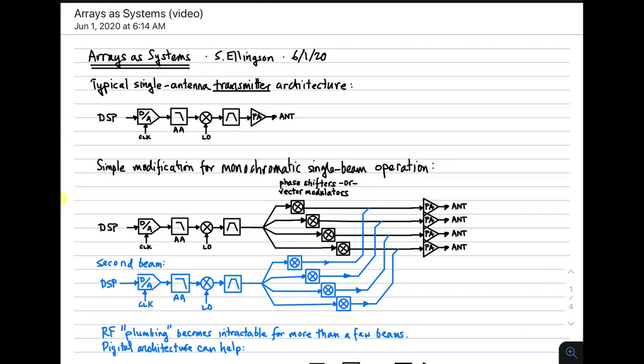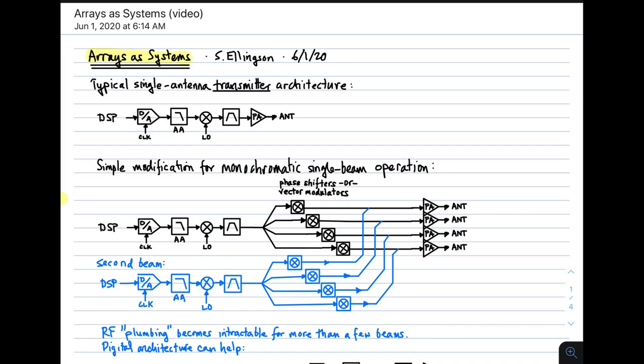Hi, welcome to a lecture on arrays as systems. In this lecture, I'm talking about antenna arrays, but not so much about the antennas themselves, but rather about everything behind the antennas and considerations going on there. So this is an introduction to those electronics from a very high level, and just to introduce you to some ideas that are important in the architecting of systems consisting of antenna arrays, such as phased array systems.